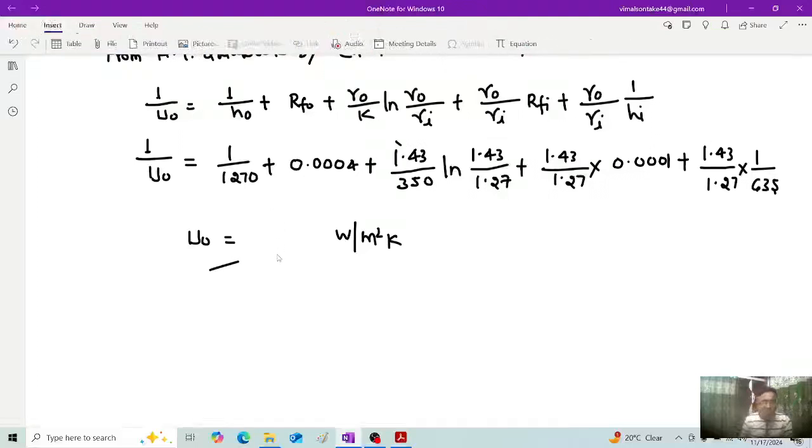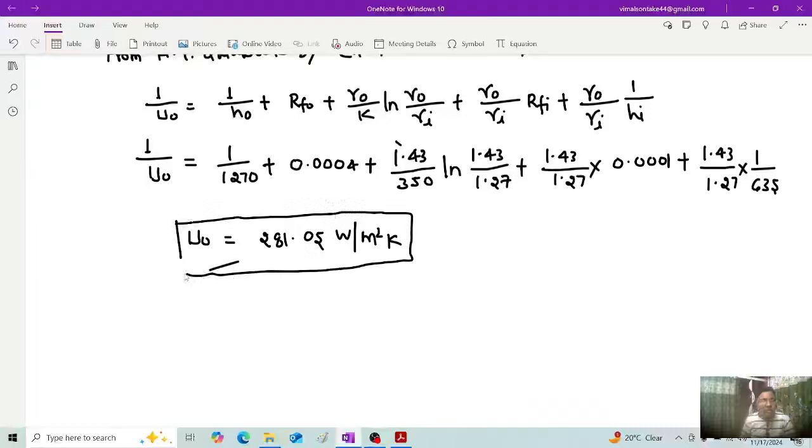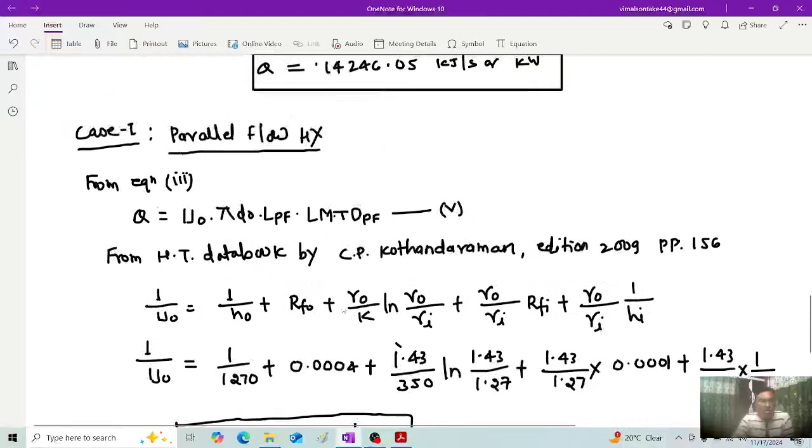So the value of U naught comes out 281.05. We will be using this value to find out length of heat exchanger in parallel flow and counter flow heat exchanger both. So now in equation number 5, we know the value of Q, value of U naught, D naught. So LMTD for parallel flow needs to be calculated.